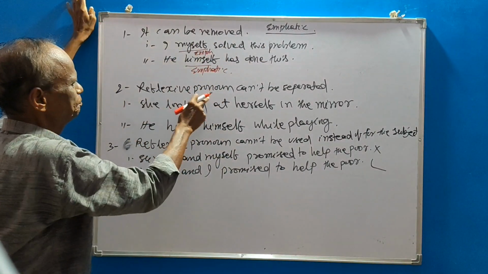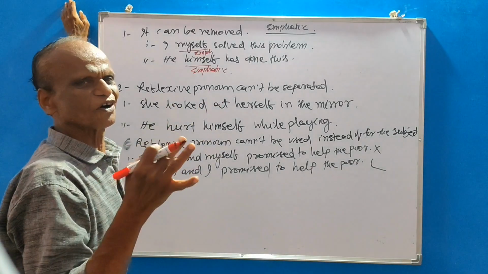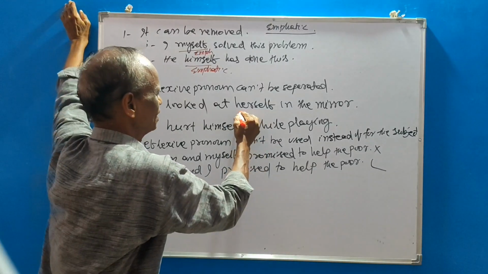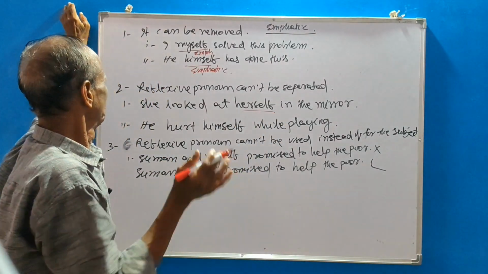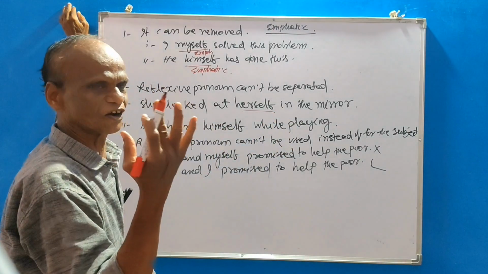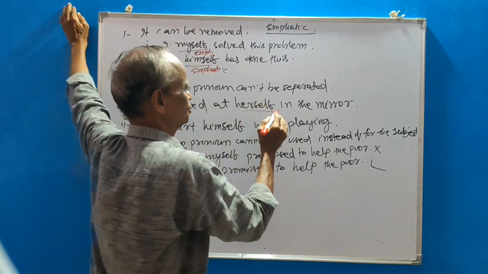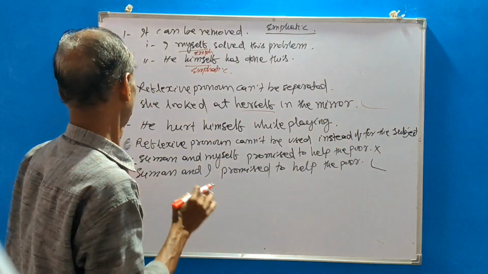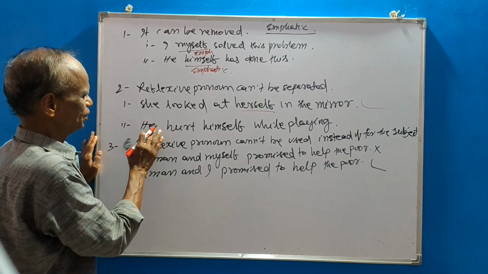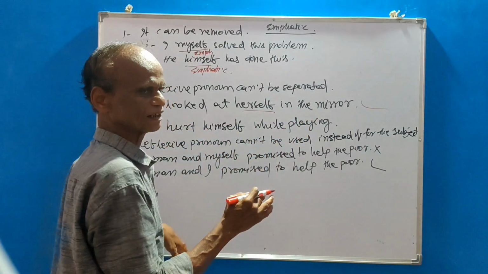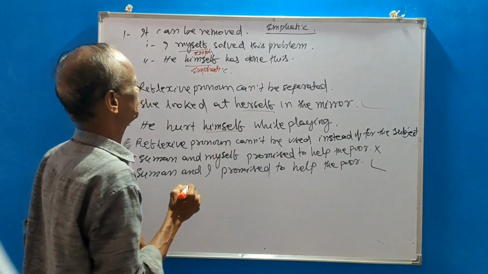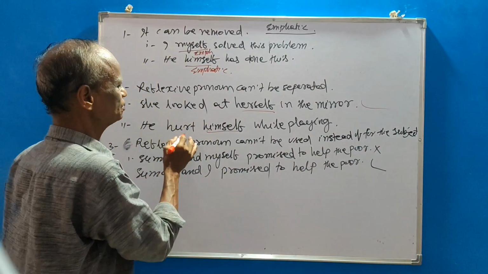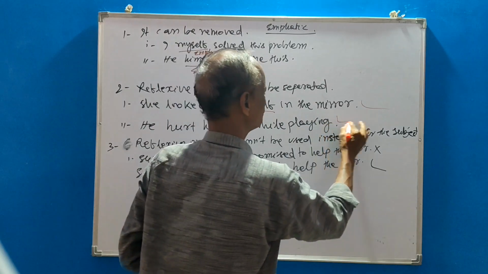But reflexive pronoun cannot be removed or separated. She looked at herself in the mirror. Herself cannot be removed. She looked in the mirror. Wrong. She looked at herself in the mirror. It is correct. It cannot be separated or removed. Another example. He hurt himself while playing. That is reflexive pronoun. It cannot be separated. It is correct.